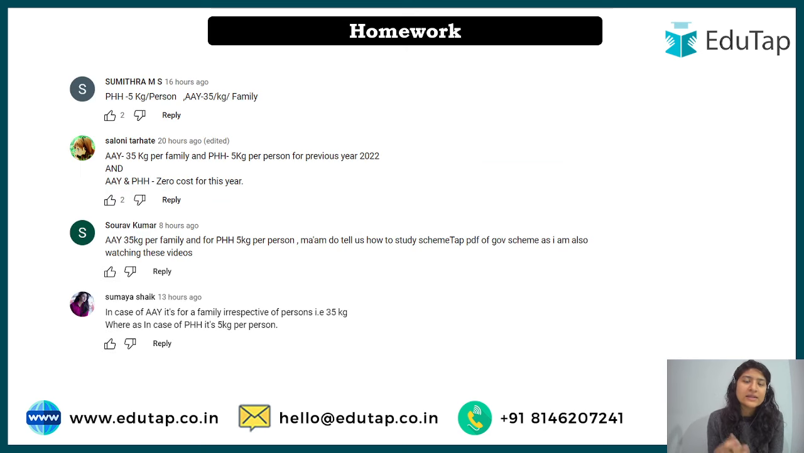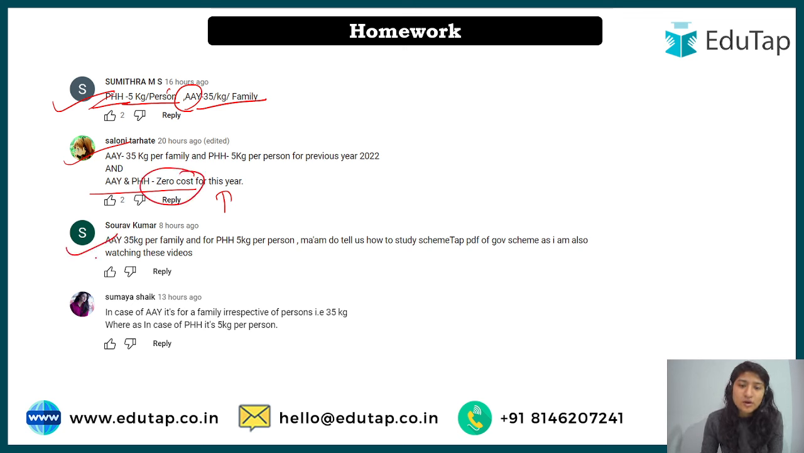Okay, and these are the topics of the last session in which we have understood that the priority household can have 5 kg per person, while in case of Antyodaya Anna Yojana it is 35 kg per family. So Mitra said the right answer, Saloni said the right answer, and also for this year this cost has now been reduced to 0. Okay, for this year only.